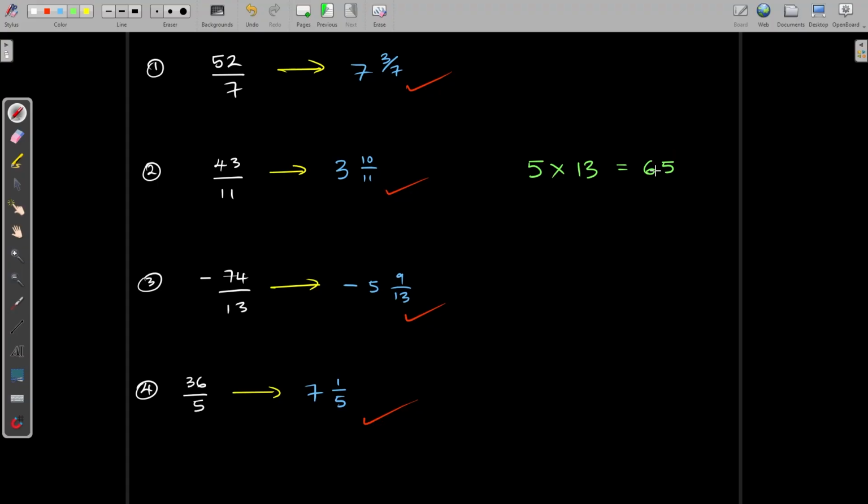So we need to see what's the remainder here. 74 subtract 65, that would be the remainder. So 74 subtract 65 would leave us with 9. So that's how we got the 9 right here. So we figured out that 5 times would give us 65, and then we need 9 more to get to the 74. So that's why we have a remainder of 9 over 13. Okay, sir.